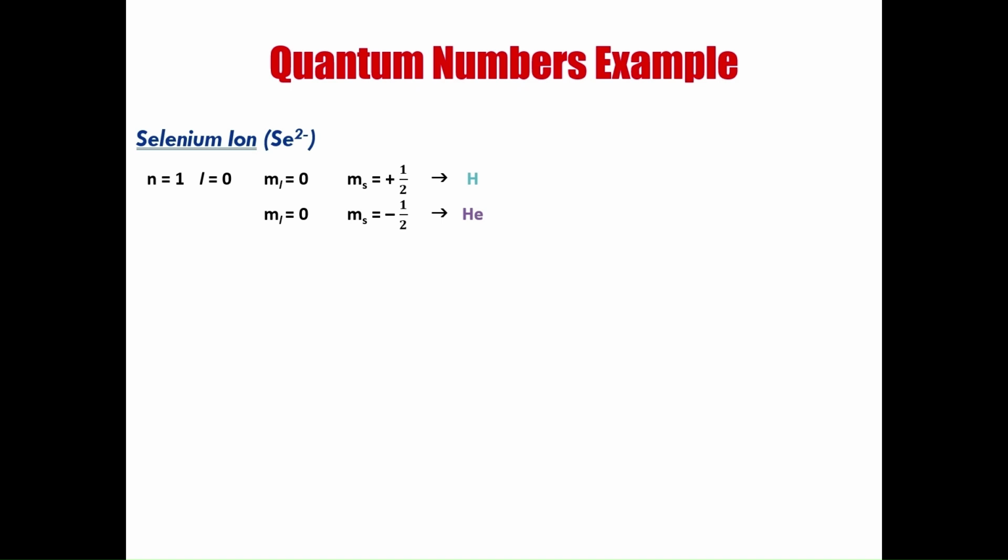Before I do, you'll notice that I didn't write n equals 1 and L equals 0 for the second line, because it's redundant. As long as I write the ML and MS of every single line, I've essentially accomplished what I need to accomplish. The only time I need to write the first two quantum numbers is when I'm moving on to a new energy level, okay? Or I'm moving on to a new orbital type.